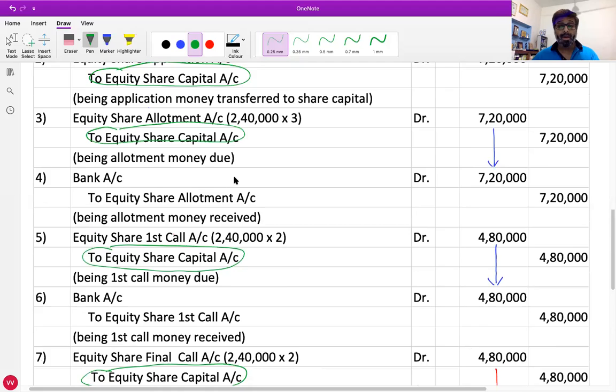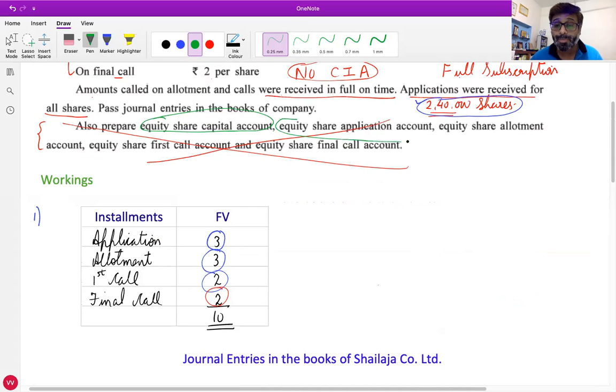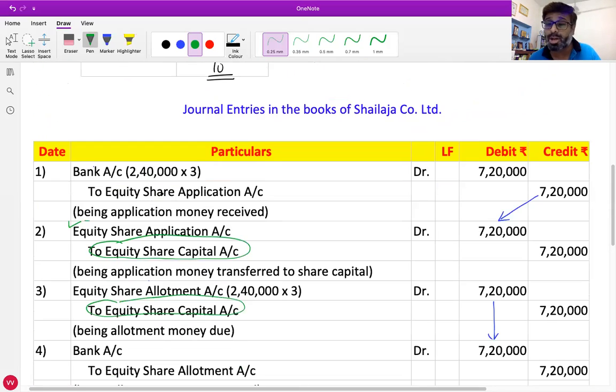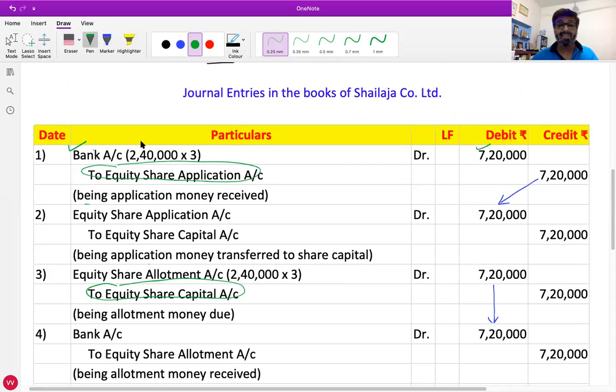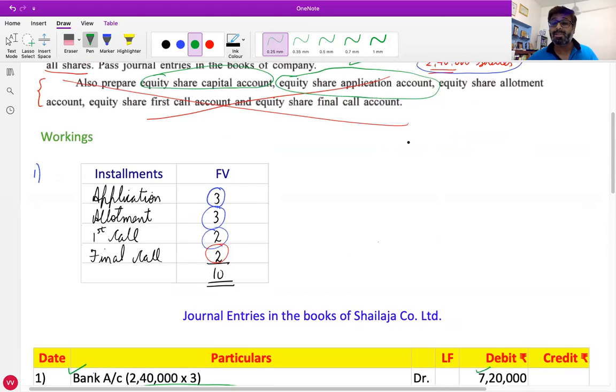Now, which second ledger account is asked? Equity share application account. It is a small account, 2-3 lines only, because only the first two entries have application. From the first entry, on the credit side of equity share application, you'll write by bank account, 7,20,000. And from the second entry, on the debit side, you'll write to equity share capital account, 7,20,000.